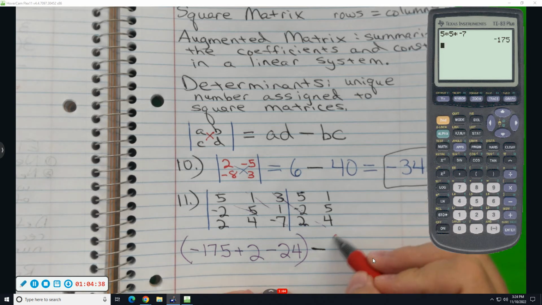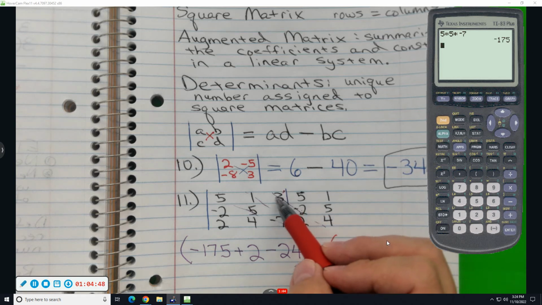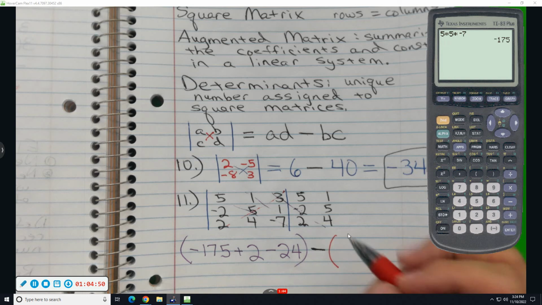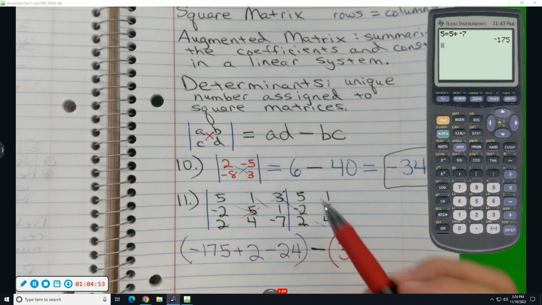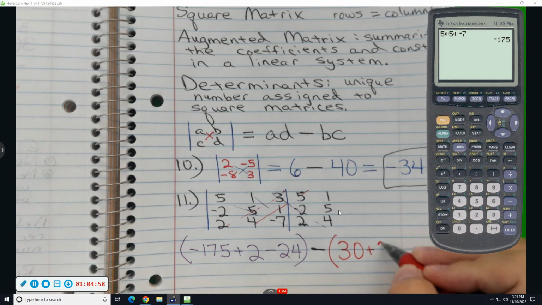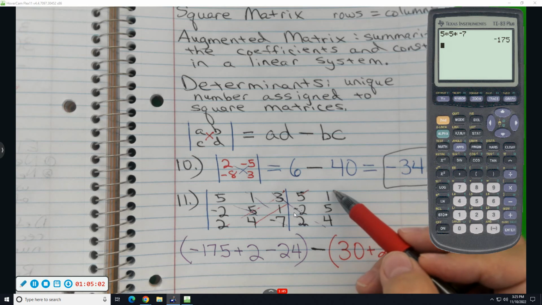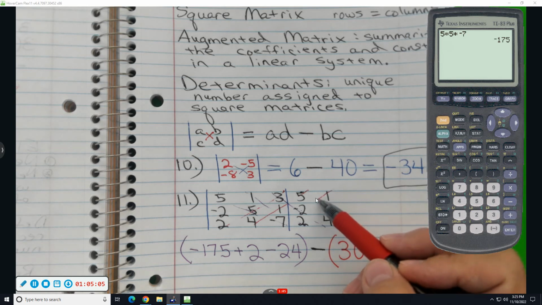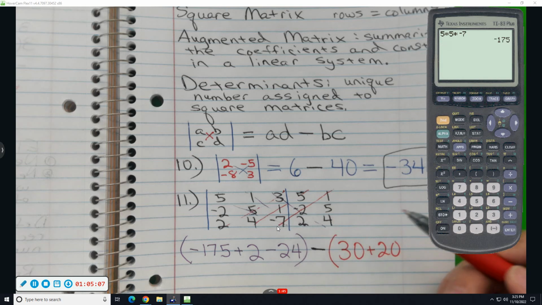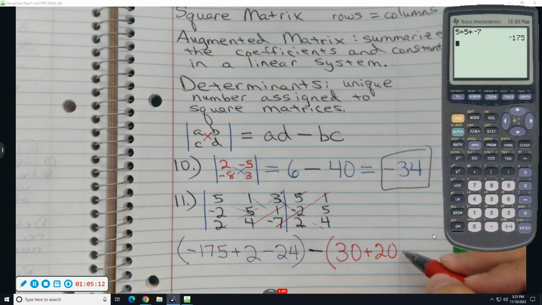Open up another set of parentheses. You're still positioned right here at this 3. Change directions and start multiplying again. 3 times 5 times 2, that's a positive 30. 5 times 1 times 4, that's a positive 20. What's the last product? 1 times negative 2 times negative 7. That's going to give me positive 14.